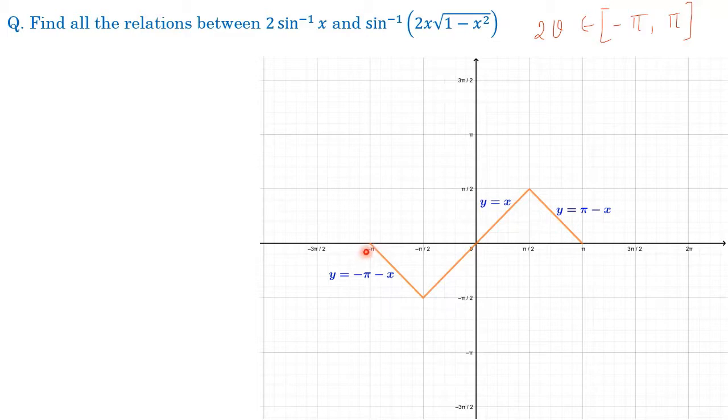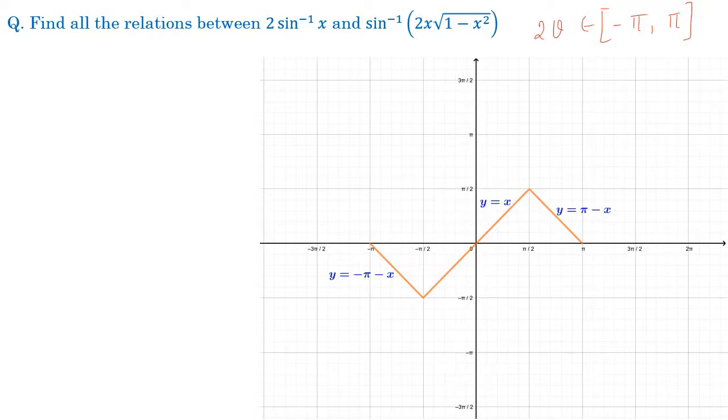One of the branches is from minus pi up to minus pi by 2. Then minus pi by 2 up to pi by 2 is the second branch. Then pi by 2 up to pi is the third branch. So we will have 3 cases. If 2 theta belongs to this branch, then what is the relation? If 2 theta belongs to this branch, then what is the relation? And if 2 theta belongs to this branch, then what is the relation between these 2 expressions? Okay, so let me take case number 1.